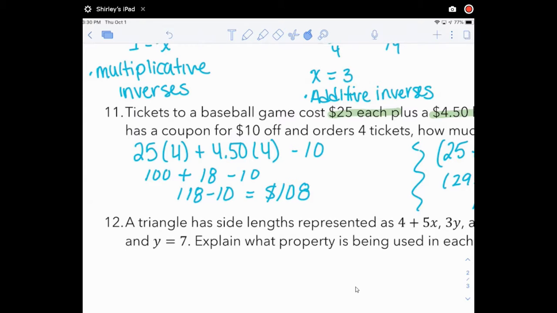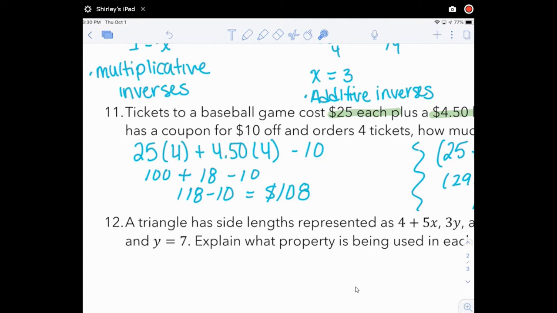Now I'm going to come over here and go about it a little bit differently. So I know each ticket costs $25 and I'm buying 4 of them. So the first thing I did was 25 times 4 because I recognize that as one of my nice, neat numbers, which gave me 100. Then I had that $4.50 fee times 4. That's a little bit easier to do in my head also. 4 times 4 was 16. Half of 4 is 2. 16 plus 2 gave me 18.